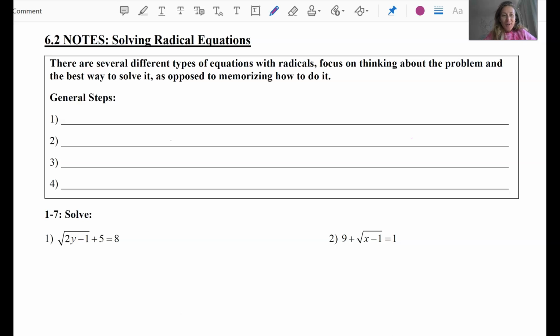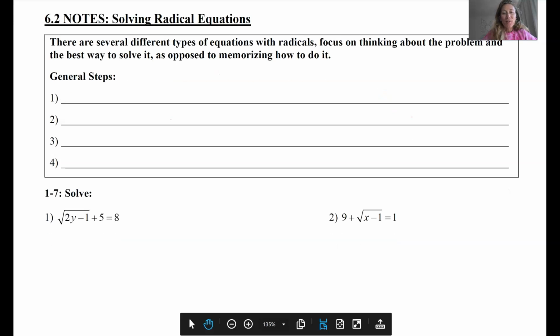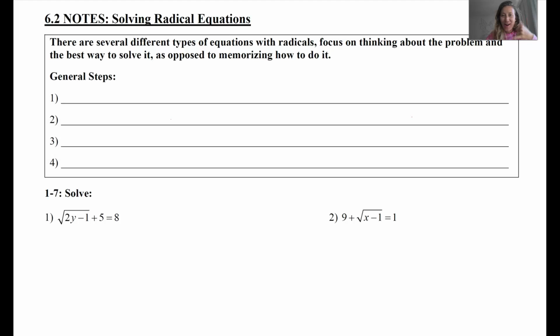Hi students, we're back and we're looking at section 6.2, which is solving radical equations. There are several different types of equations with radicals, and we want to focus on thinking about the problem and the best way to solve it as opposed to memorizing how to do it.